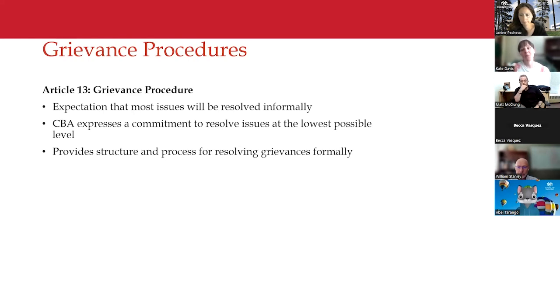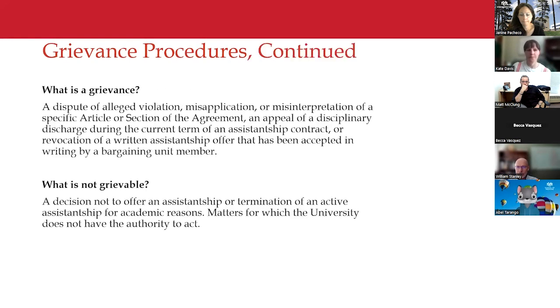There is then a process after that if their issue or concern is not resolved. So our CBA that we are in with the graduate students does express a commitment to resolve the issue at the lowest possible level, at the informal step. So what can we do to help this before we get into the more formal grievance process? And it does provide a structure to resolve grievances at the formal level if we can't get through it at the informal level. So what is a grievance?